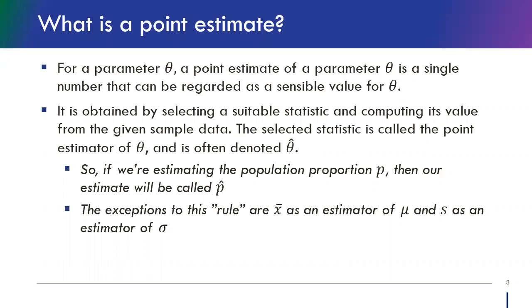We get this from sample data, and this selected statistic, our estimate, is often denoted by putting a hat on it, like theta hat, p hat. P normally refers to proportion, p hat. This X bar is kind of special. We normally just use X bar as the estimate for mu, and we use S as the estimate for sigma. Or in general, you can use mu hat or sigma hat to refer to a general estimate. But normally we just use X bar and S as estimators of mu and sigma.